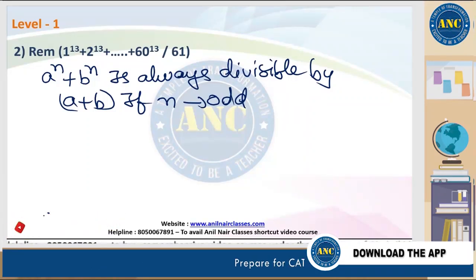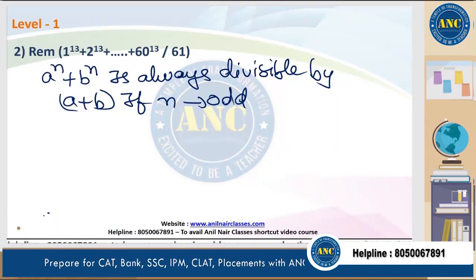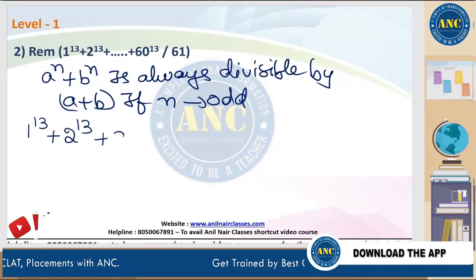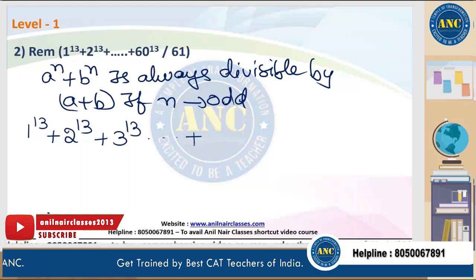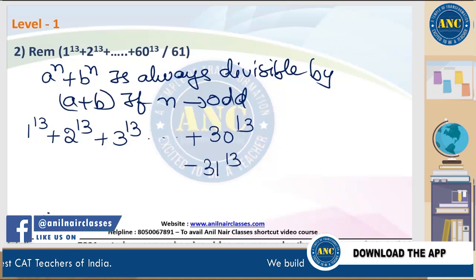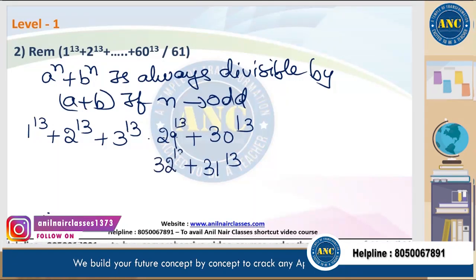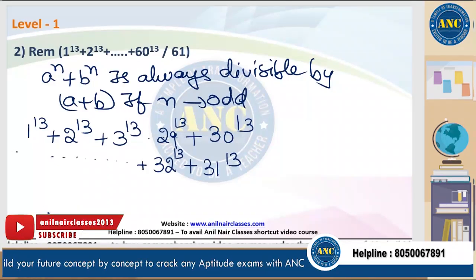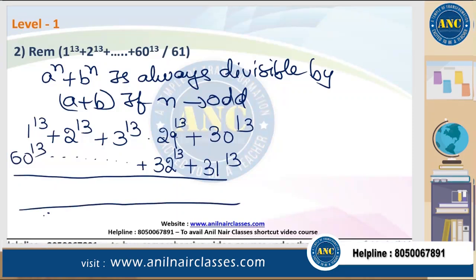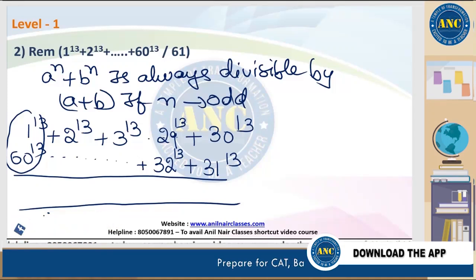a cube plus b cube is (a plus b) into (a square minus ab plus b square). So by using this concept, the question is 1 power 13, 2 power 13, 3 power 13 and so on. Let me write like this: 29 power 13, 30 power 13, 31 power 13, 32 power 13 and so on up to 60 power 13. Now if you write like this, you will come to know what is happening. a power n plus b power n is always divisible by a plus b if n is odd.